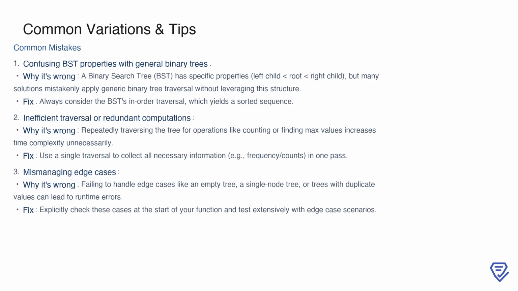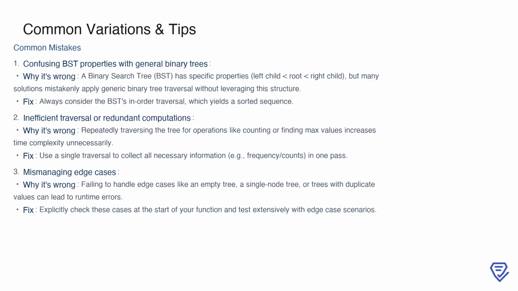First, many people confuse the properties of a binary search tree with those of a general binary tree. Remember, a BST has a specific structure where the left child is less than the root, and the root is less than the right child. Generic binary tree traversal methods often overlook the fact that an in-order traversal of a BST yields a sorted sequence, which is a key insight for solving this problem efficiently.